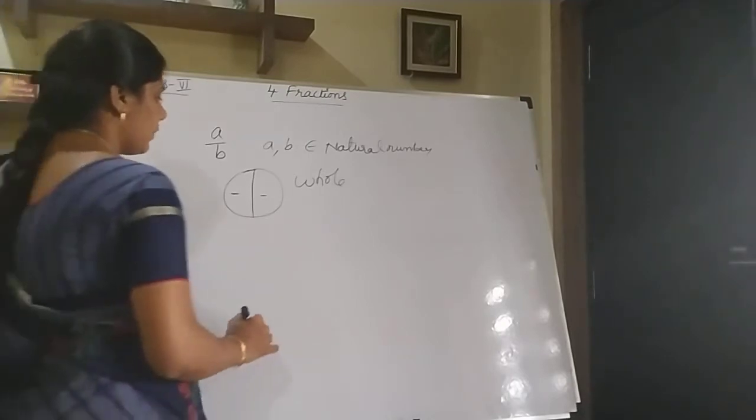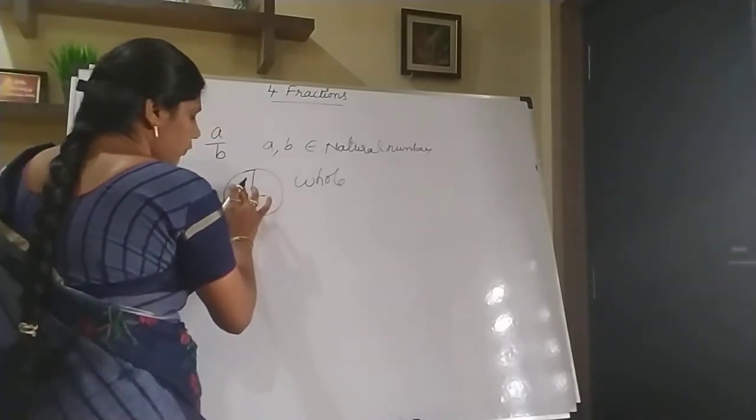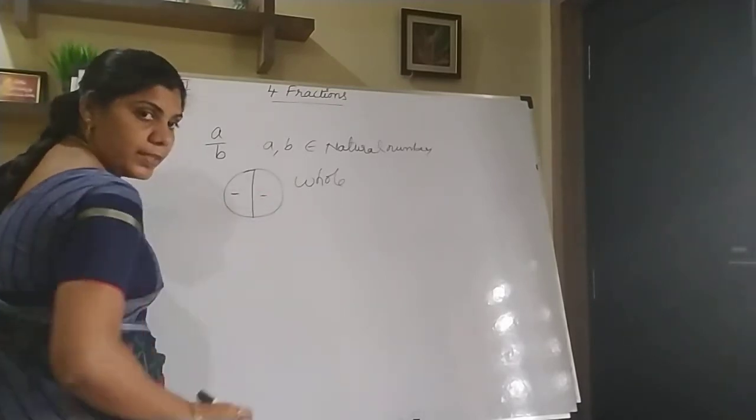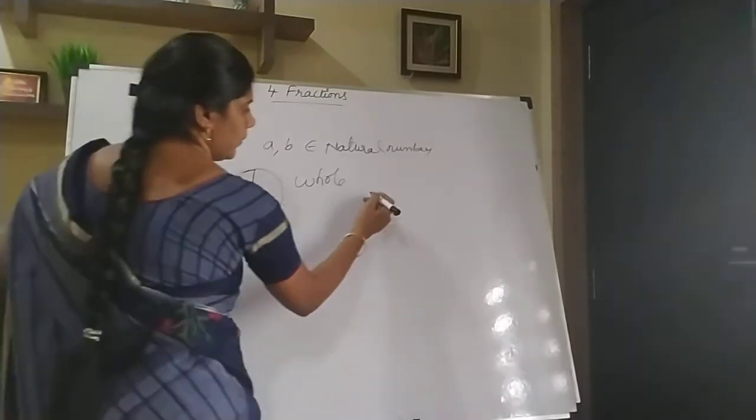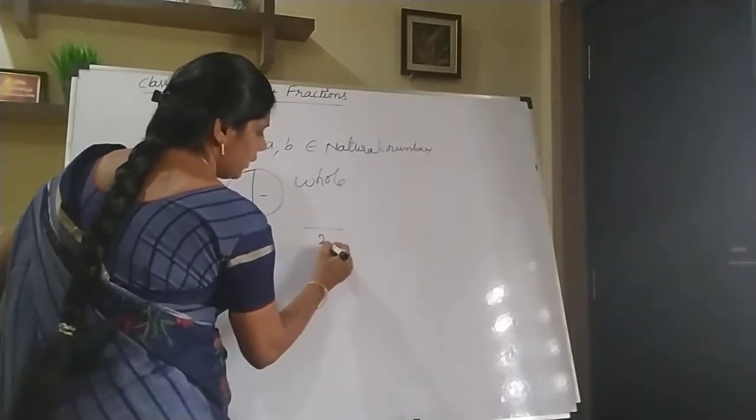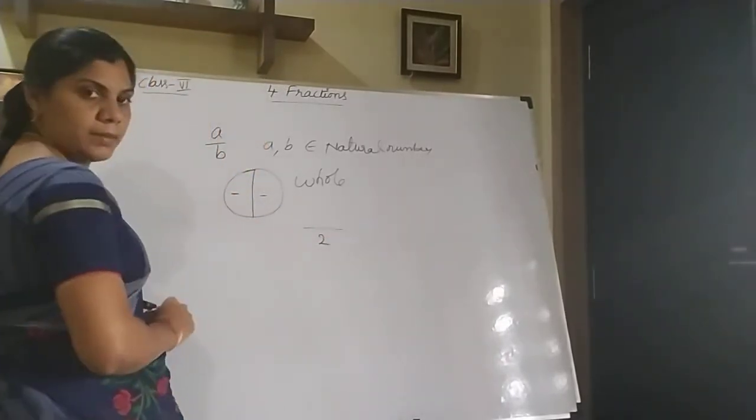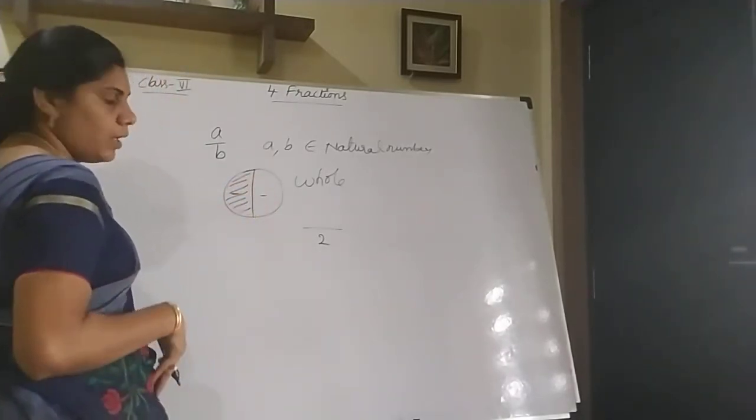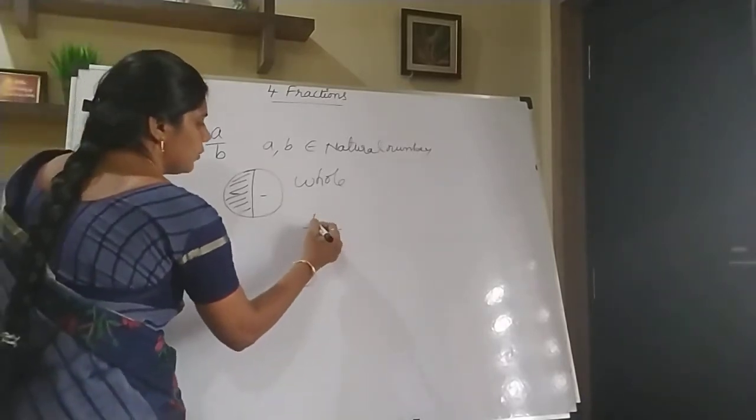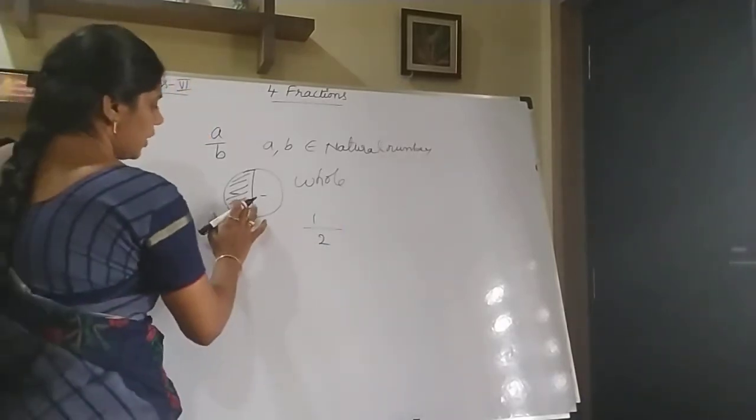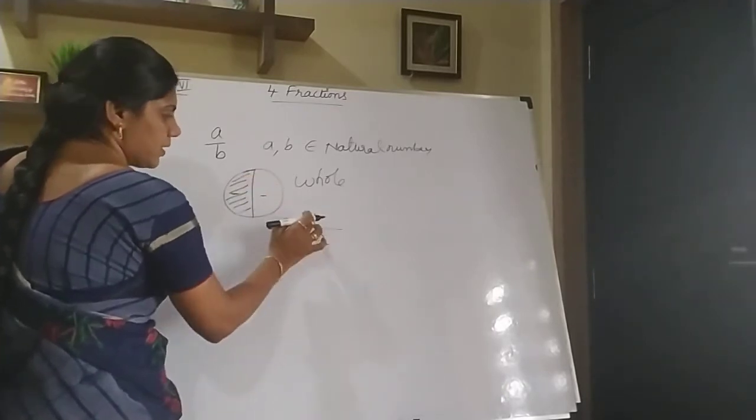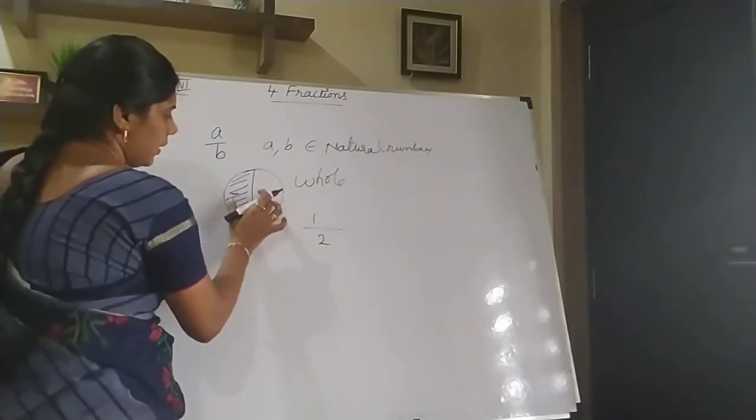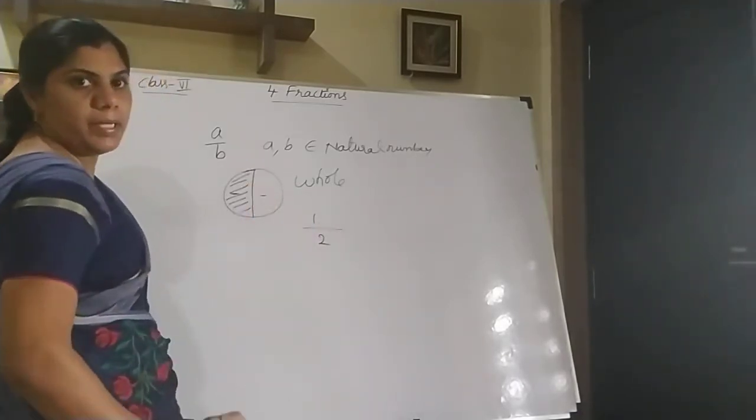So how can we write this one? If you want to write this part in fraction form, how many parts are there here? 1, 2. So in the denominator you have to write 2. Now I am talking about this part. How to represent this one? 1 by 2. So the shaded part is this part. I am defining here 1 by 2. Among two parts, we are talking about one part, 1 by 2.